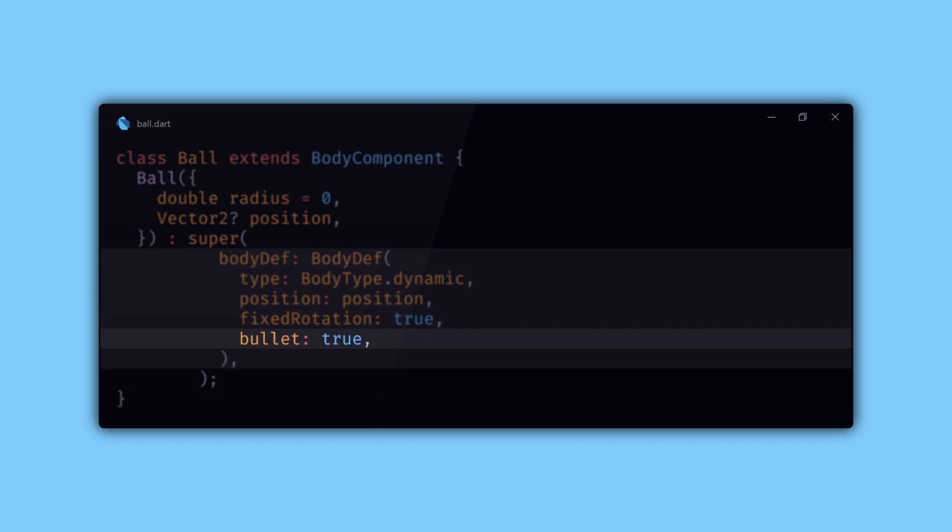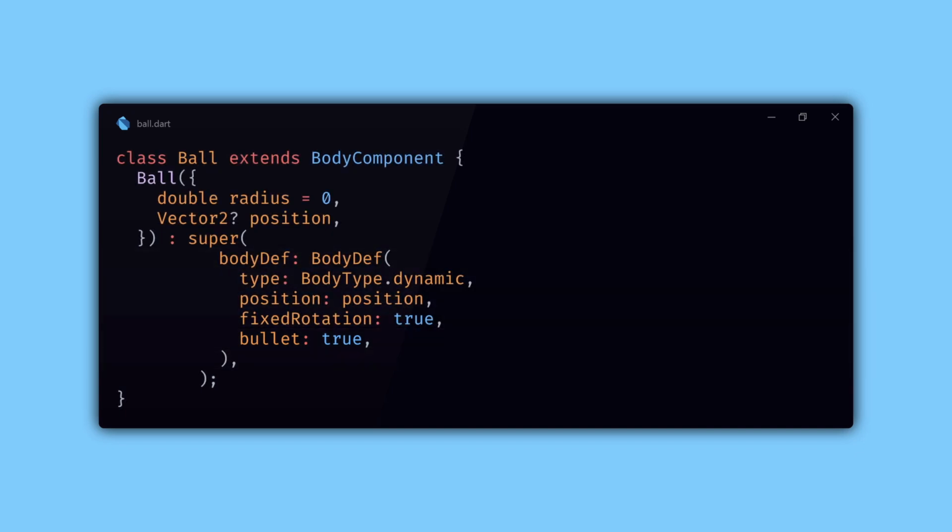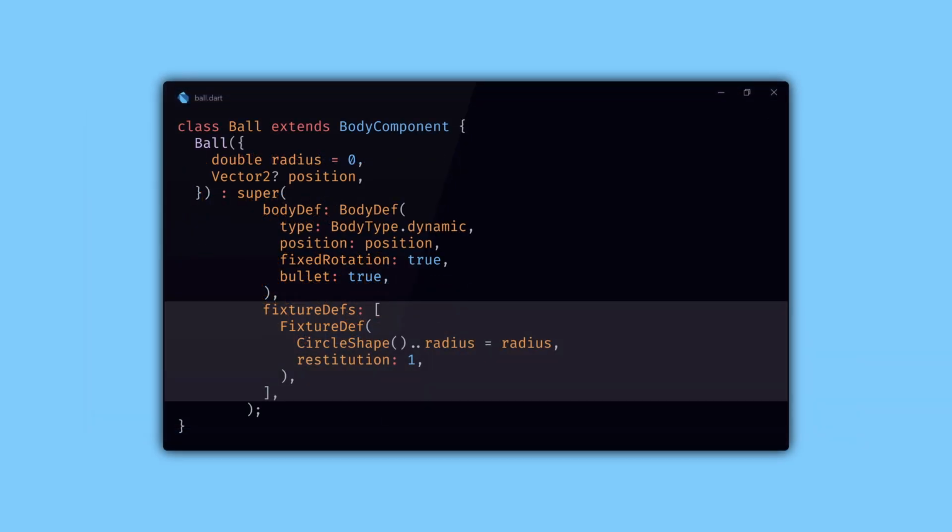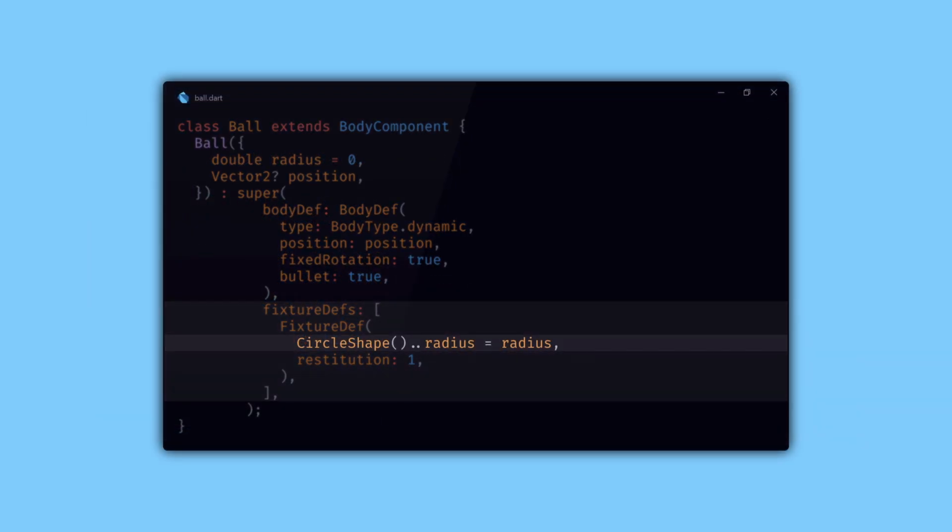Additionally, we set the bullet parameter to true. This flag ensures continuous collision detection, which is important for fast moving objects to prevent them from tunneling through other objects. Next, let's define the fixture for the ball. We create a circular shape for the ball with the given radius using a CircleShape. This defines the physical shape of the ball. We'll also set the restitution to 1, making the ball perfectly bouncy. This means the ball will retain its speed after colliding with other objects, which is crucial for the dynamic and fast-paced nature of a breakout game.